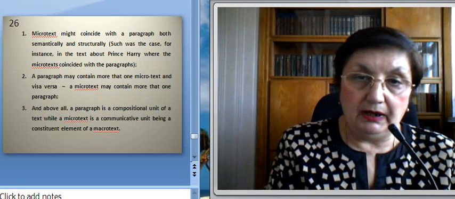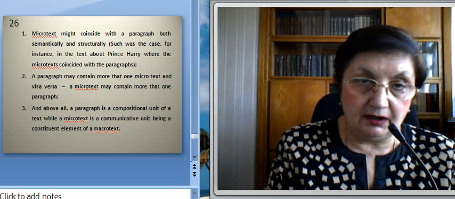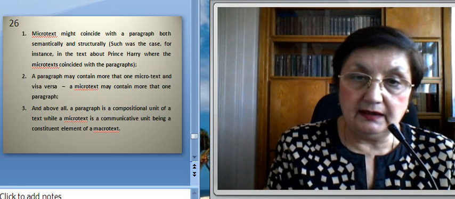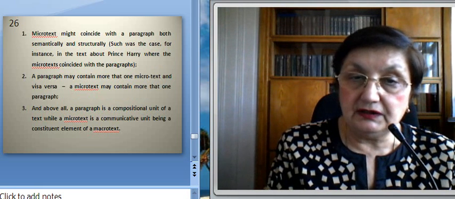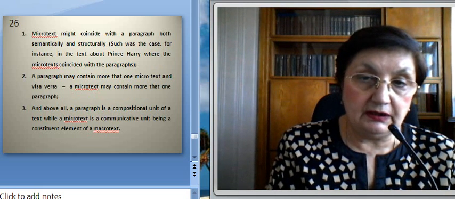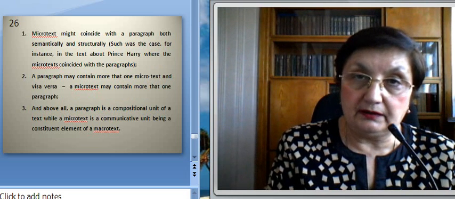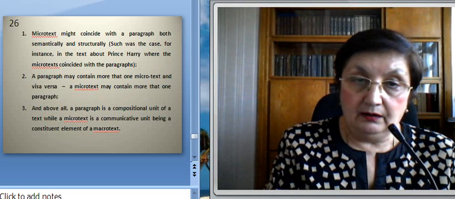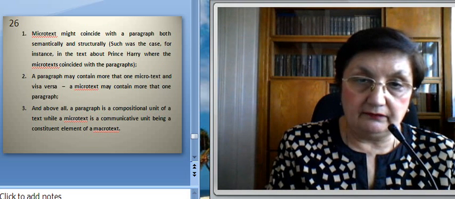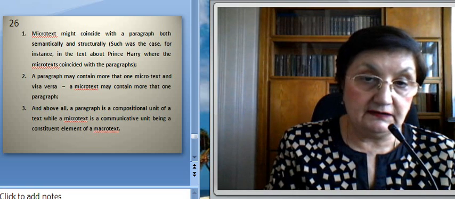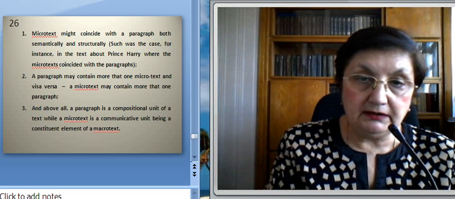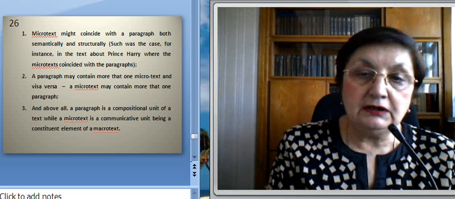The second, a paragraph may contain more than one microtext, and vice versa. A microtext may contain more than one paragraph. And finally, above all, a paragraph is a compositional unit of a text, while a microtext is a communicative unit, being a constituent element of a macrotext.